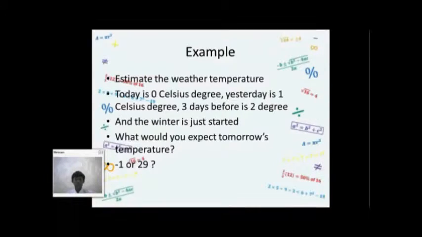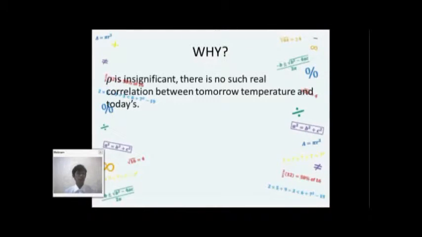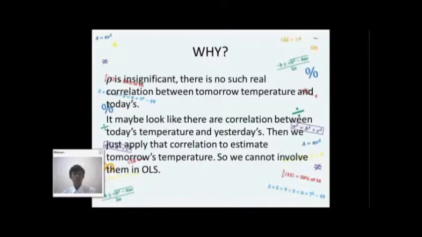But the question is, is this assumption appropriate? The answer is no. Why is it not appropriate? Because rho is insignificant. There is no such real correlation between tomorrow's temperature and today's. It may look like there is a correlation between today's temperature and yesterday's, so we just apply that correlation to estimate tomorrow's temperature, or we think it doesn't make sense that the temperature tomorrow will go up to 29, so we assume that tomorrow's temperature will be similar to today's, but this assumption cannot be applied in OLS.